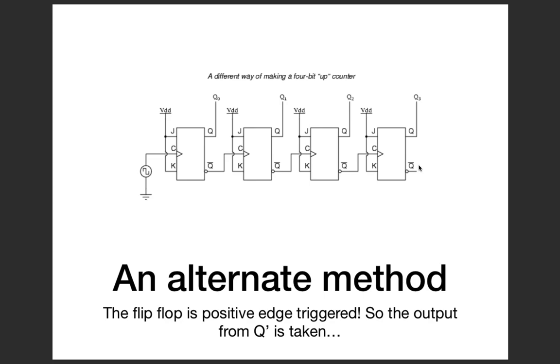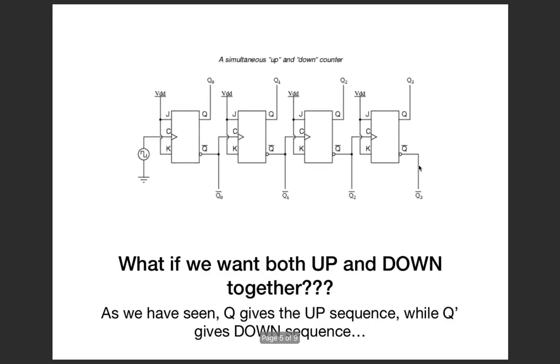Okay, so I guess there is no confusion in this. So what if we want up and down together? The answer is very simple. We know that the up counter will take the output from Q, and the down counter will take the output from Q complement. So if we want up and down together, all we need to do is sample the up count from Q and the down count from Q complement.